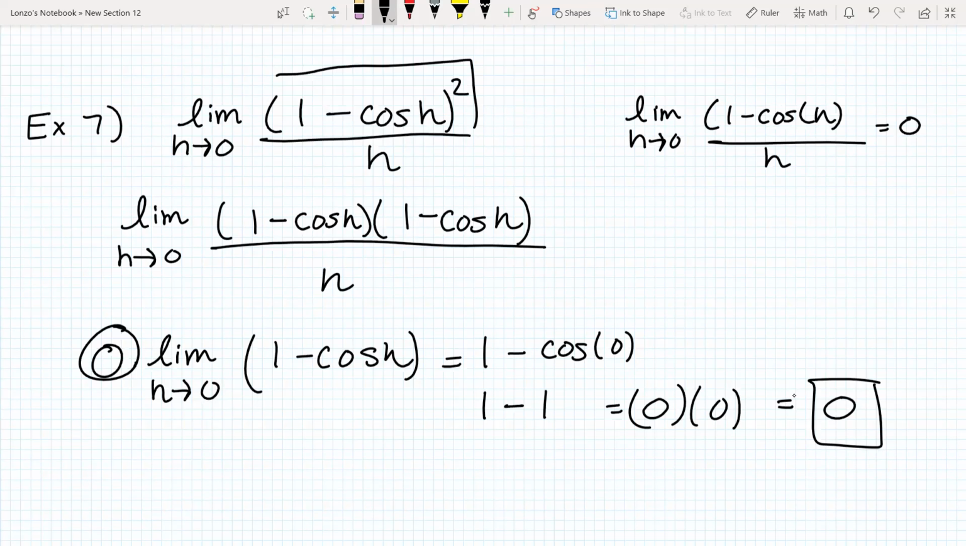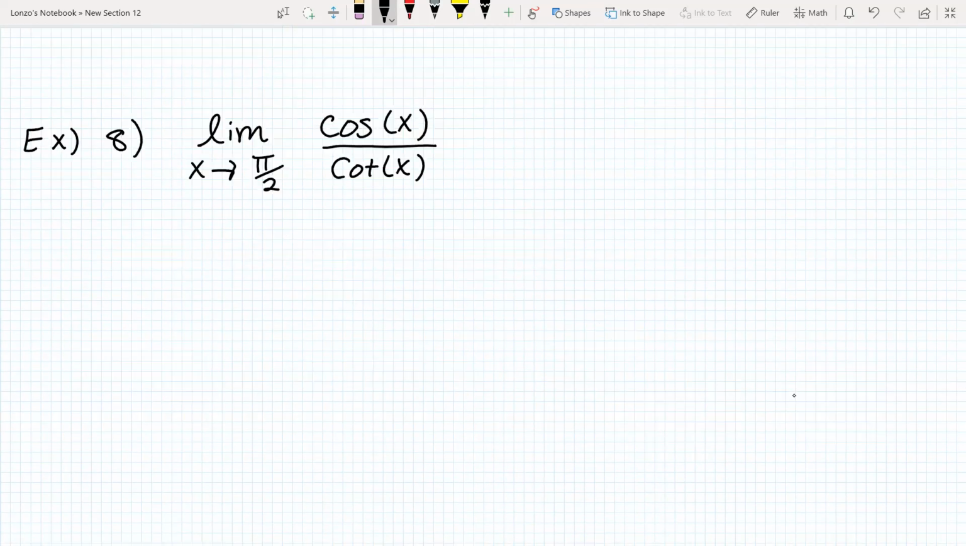Okay, example 8. So this is actually one where the final answer is not going to be 0, so good. We have the limit as x approaches pi over 2 of cosine of x over cotan of x. So the first thing is to simplify, right? I can simplify this: cotan of x in terms of sine and cosine would be cosine of x over sine of x.